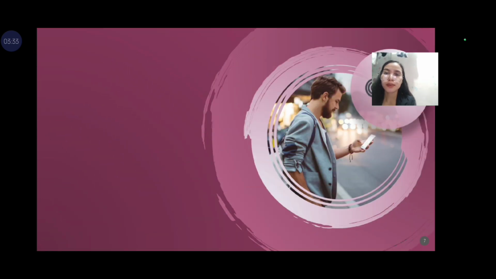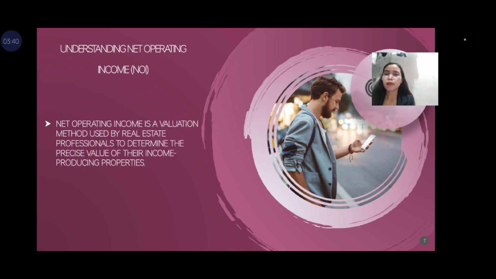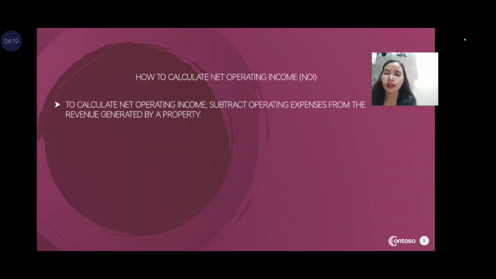So let us proceed to understanding net operating income. Net operating income is a valuation method used by real estate professionals to determine the precise value of their income-producing properties. NOI helps real estate investors to determine the capitalization rate, which in turn helps them calculate a property's value, allowing them to compare different properties that they may be considering buying or selling. Now let us proceed to how to calculate net operating income.